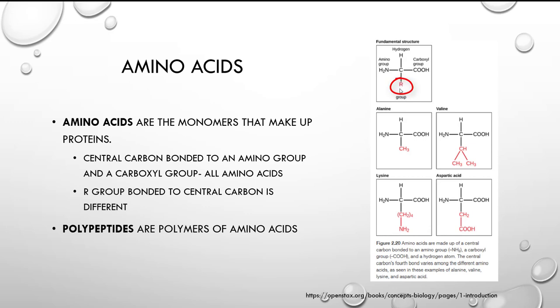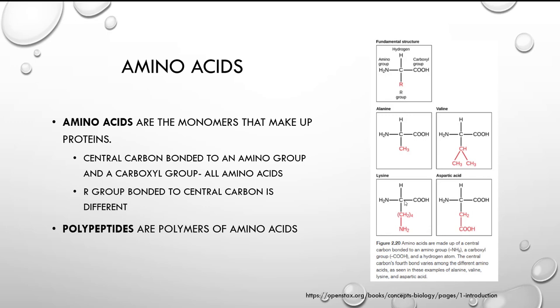So the R group is different based on the type of amino acid. So everything on top here is the same for every amino acid. So you have an amino group, a hydrogen, and a carboxyl group for every type of amino acid. The only thing that's different is the R group.